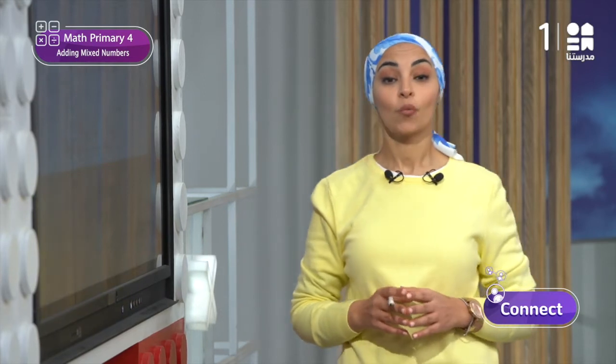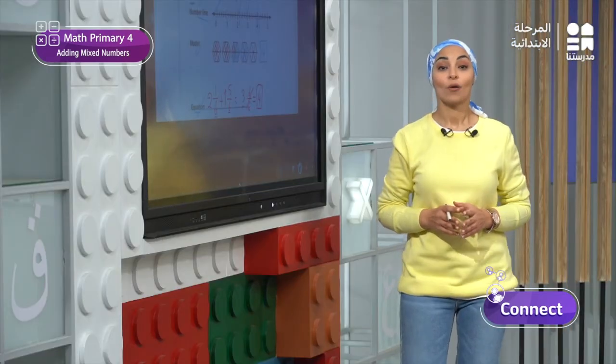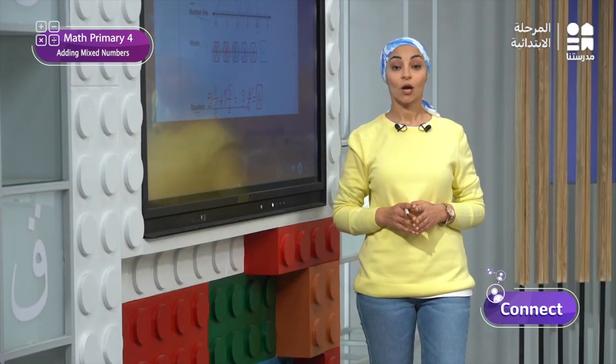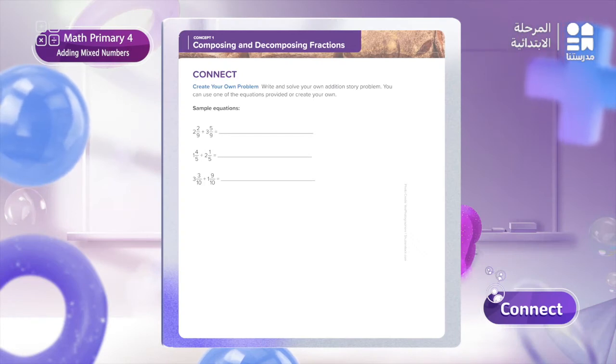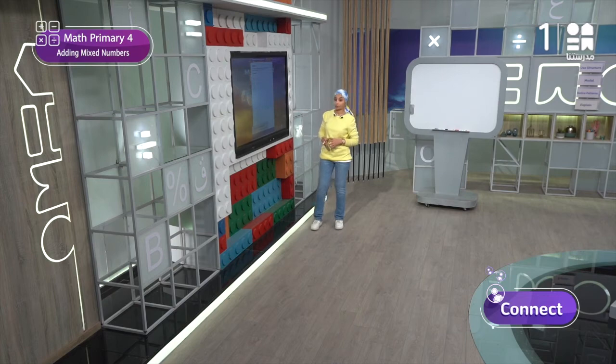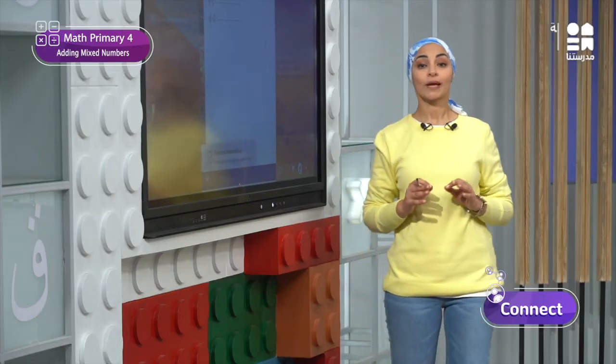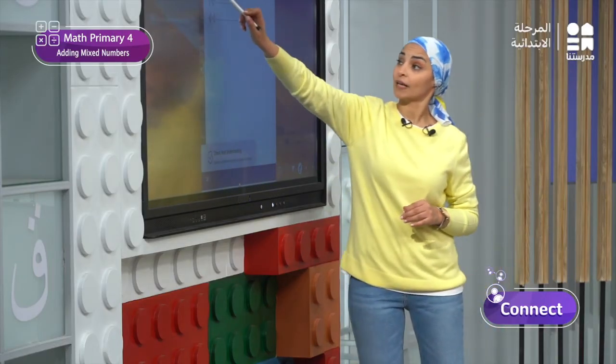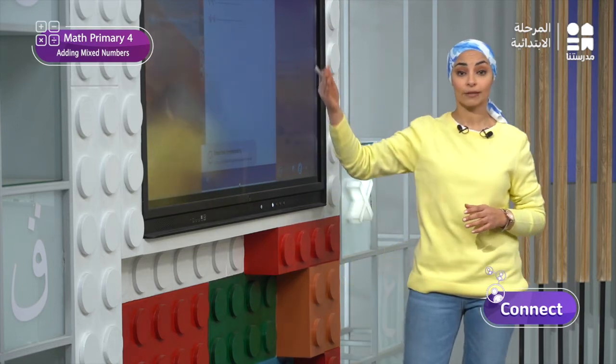In more than one problem that we solved today, we were given a situation and we represented it with a model or equation. However, in the Connect part on page 20, مطلوب مننا بقى نعمل عكس اللي احنا عملناه ده. We are required to write an addition story problem of our own and solve it. تعالوا نشوف كده ال Connect part and solve it. We can use one of the equations. ممكن على فكرة نستخدم أي equation من اللي هو كاتبهم أو create your own as you wish.